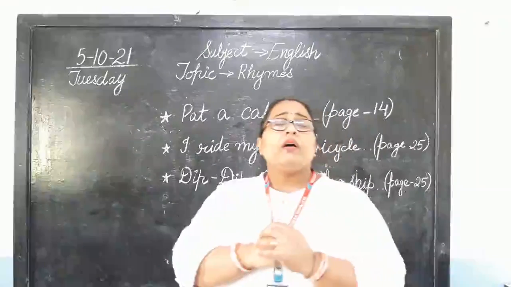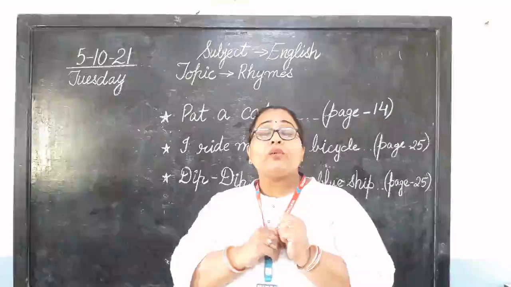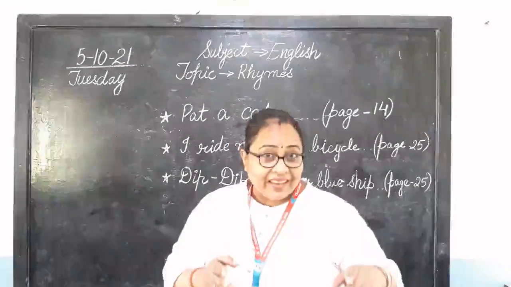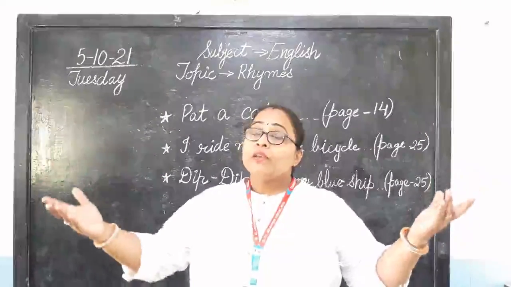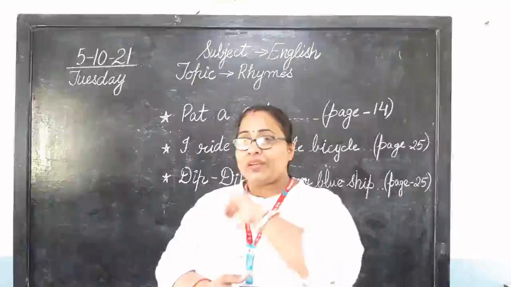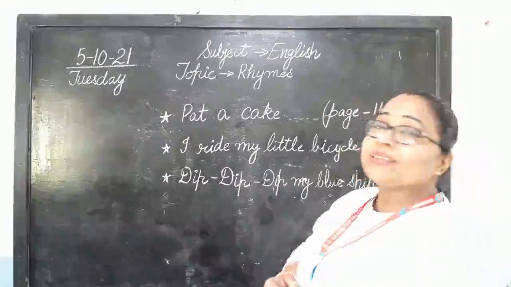You remember while doing seasons, in the rainy season I told you, we make choti choti paper boats, usko water mein row karte hain. Yes? So, a ship is a big boat and it sails in the water. So, we are going to do these three rhymes. Let's begin with the rhyme. So, first is pat a cake.